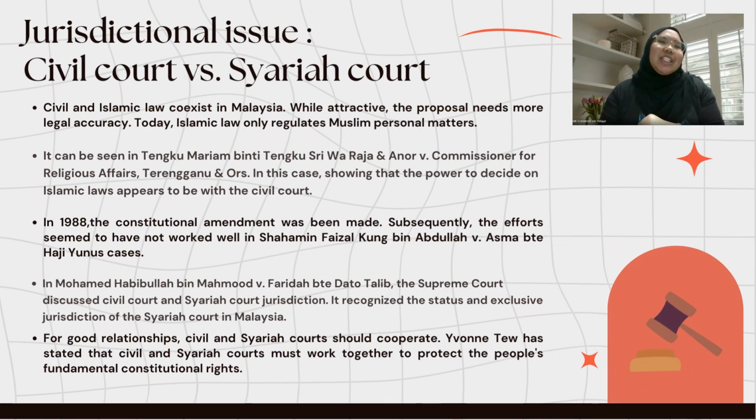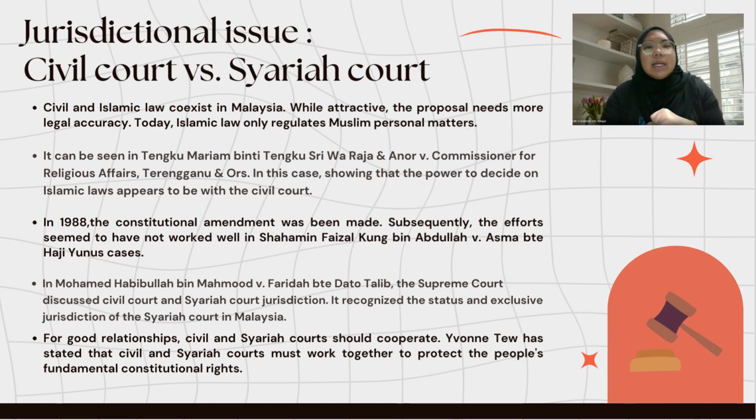Next, we move to the last point, which is issues in Sharia courts. One of them is jurisdictional issues, civil court versus Sharia court. It has been said that Islamic law and the civil law exist as parallel systems in Malaysia. The proposition, while attractive, is not closely integrated in law. As it stands today, the administration of Islamic law is confined to personal law for Muslims, and the Sharia court is subordinate to the courts established by the Federal Constitution and under federal law.